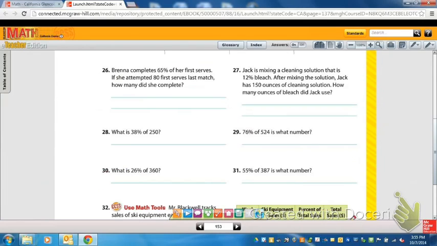26, we're just going to go 80 times 0.65. 28 is going to be 0.38 times 250, and number 30 is going to be 0.26 times 360.